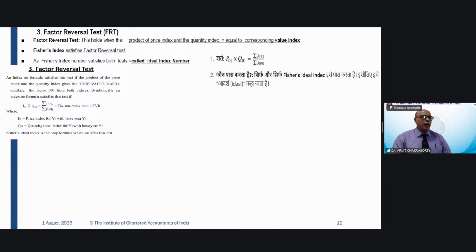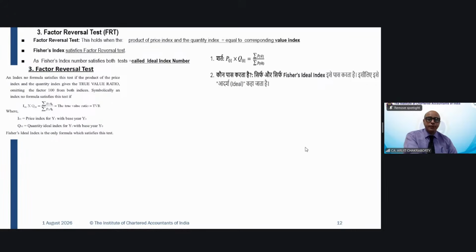Fisher's index up till now, out of the 4 tests, we have taken 3 tests, unit test, time reversal and factor reversal test, and we find that the Fisher's ideal index is successful in these tests. ये test Fisher's index, factor reversal test comfortably pass kar leta hai. That is why it is known as the ideal index number.